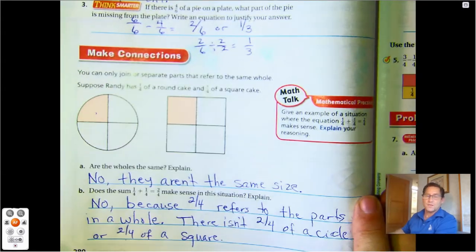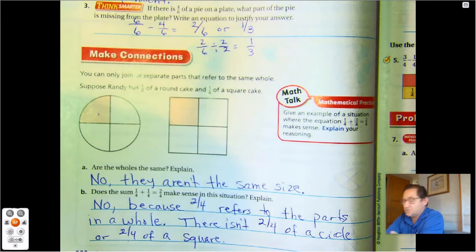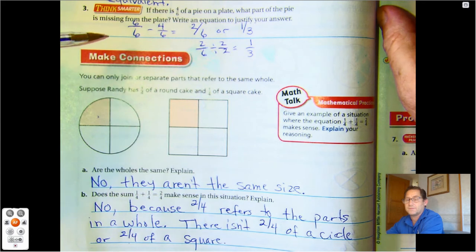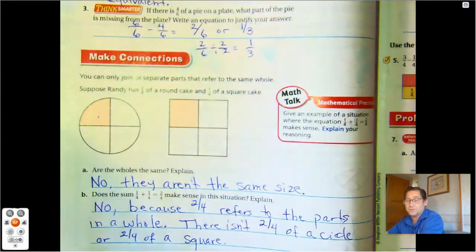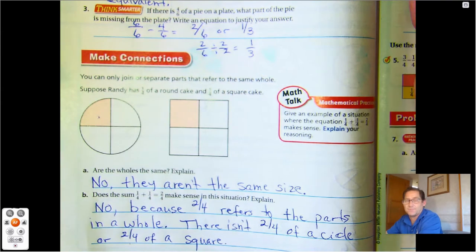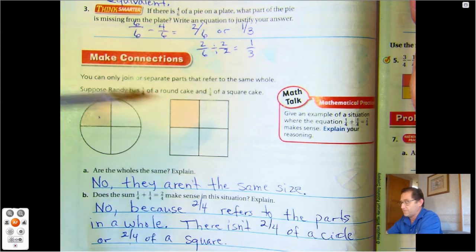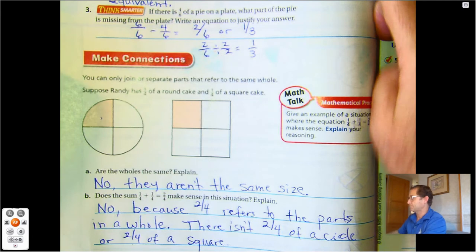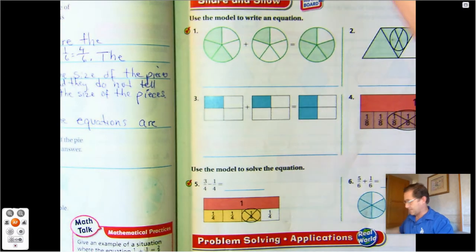So if we change this situation, instead of having a square, we had another circle that was 1/4, then I can combine those and have 2/4. Or if I change this circle to a square, then I could say 1/4 of the square plus 1/4 of the square equals 2/4, because they're the same thing. They're the same size.